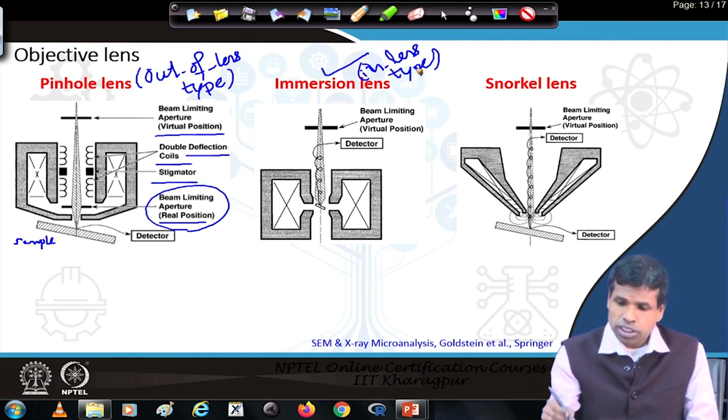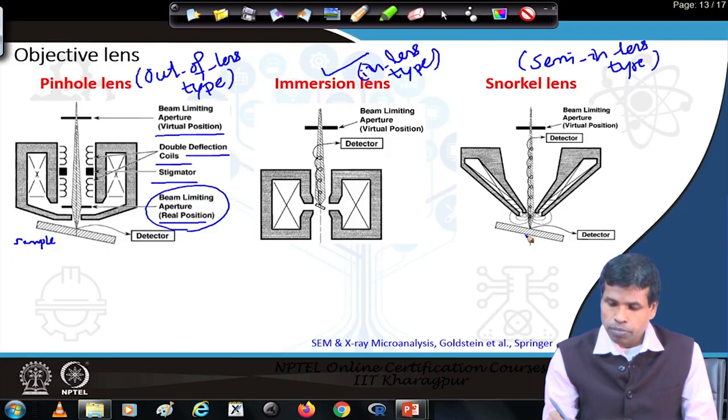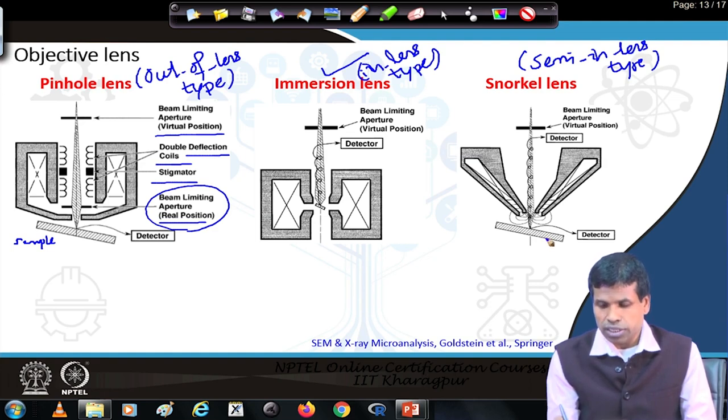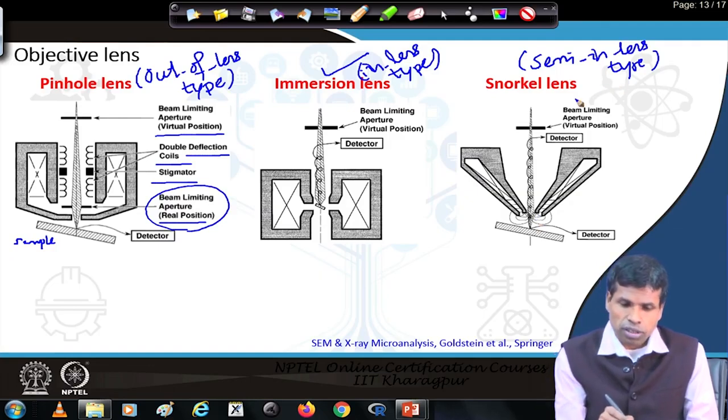Then we have a third type, which is snorkel or semi lens. This is called semi lens. In the semi lens type, the specimen is outside the objective lens, but the magnetic field reaches out to the specimen. Therefore, it takes the best features of the out of lens and in lens types. So in these cases, we can take a bigger sample, we can study a larger area, and we can have a larger depth of field. At the same time, we can also have a smaller working distance, because we can bring the sample close to the lens, and also we can study magnetic types of sample. So semi in lens gives us the best features of both out of lens and in lens types.